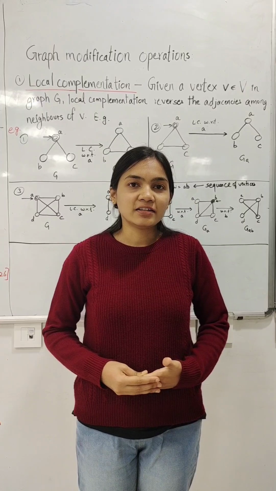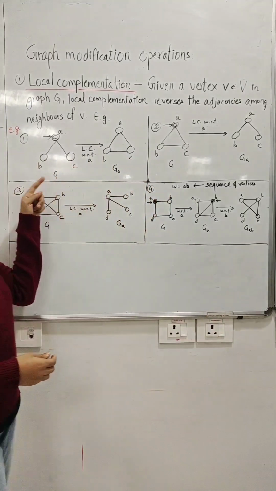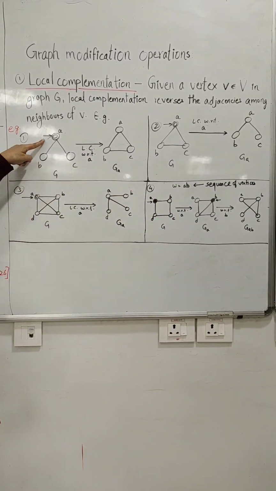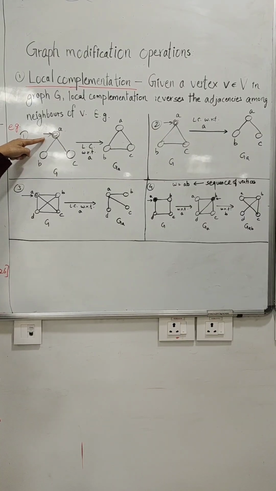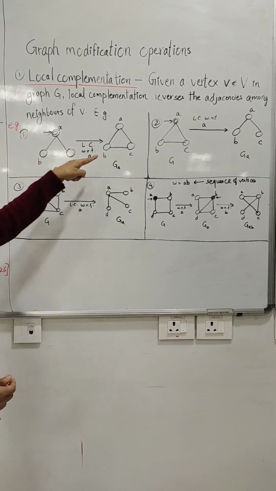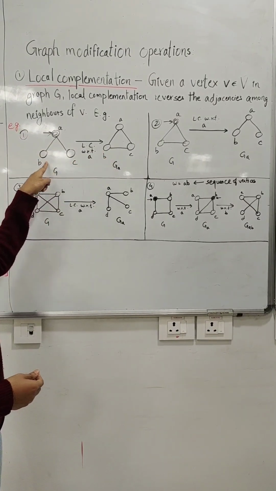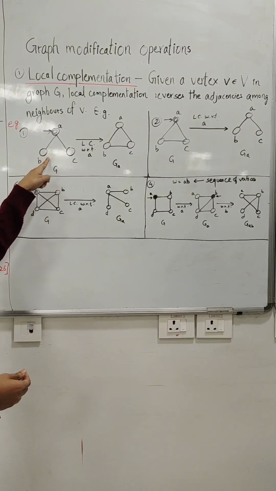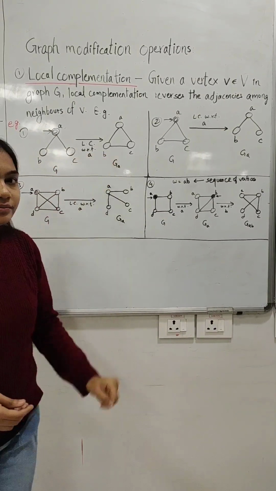So let's understand it through one example. So we have a graph G here, and this is our pivot vertex. We are applying local complementation with respect to pivot vertex A, and this is how our output graph will look like. So B and C, which are neighbors of A and non-adjacent here, have become adjacent here.